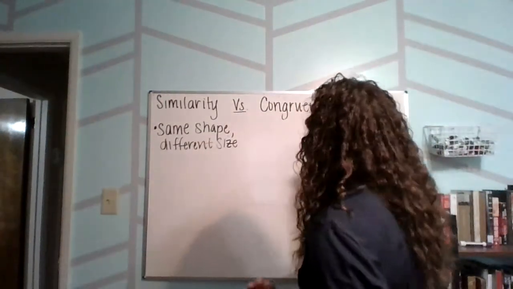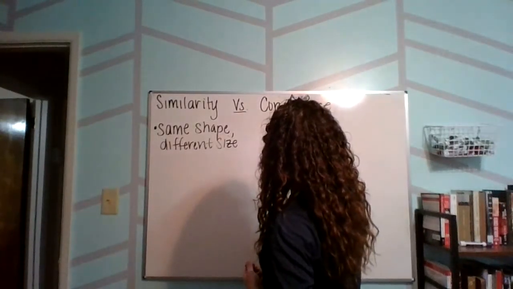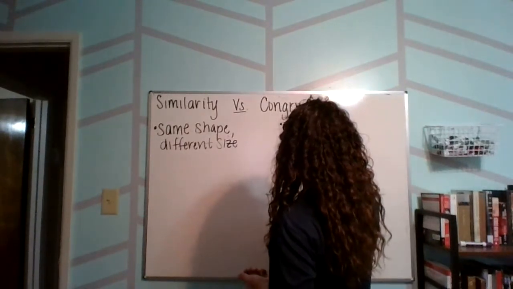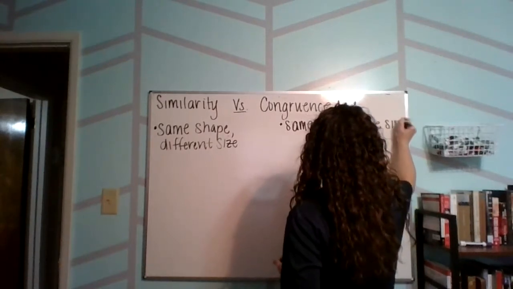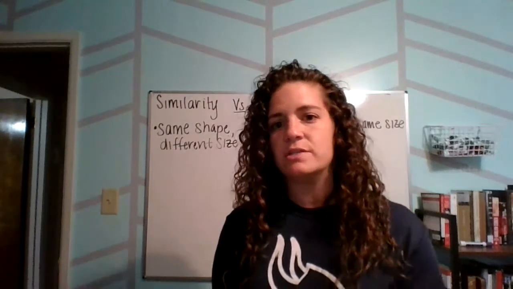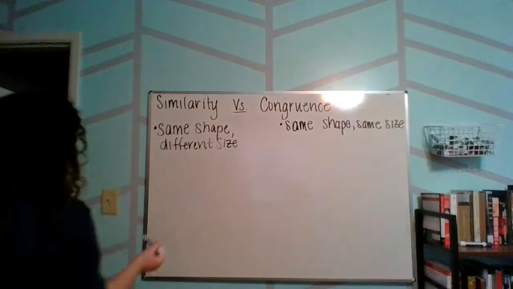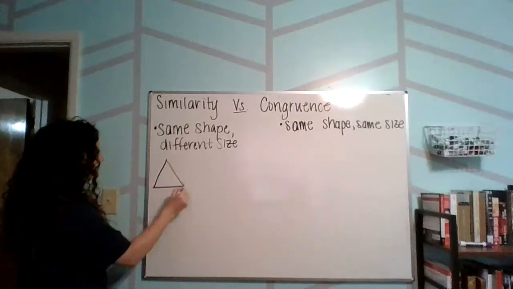Okay, then with congruence, it is a lot of the S's as well, but more S's. Same shape, same size. So going back to our star, if we have this star and we move it somewhere, it stays the exact same shape, which is the star, and the size stays the same. Nothing changes at all.